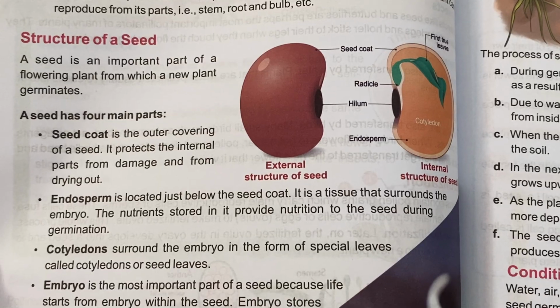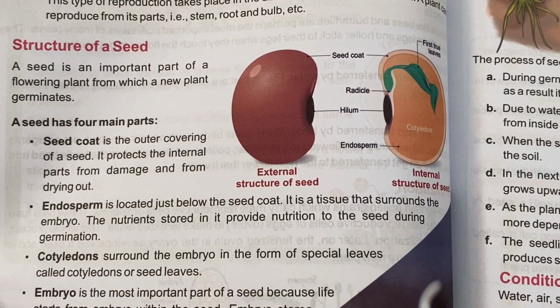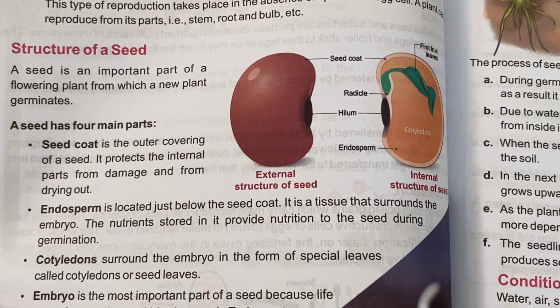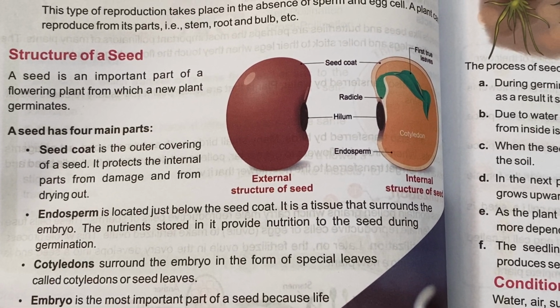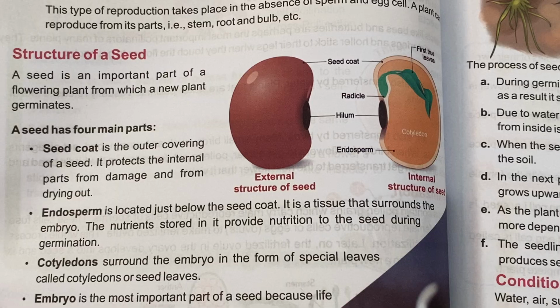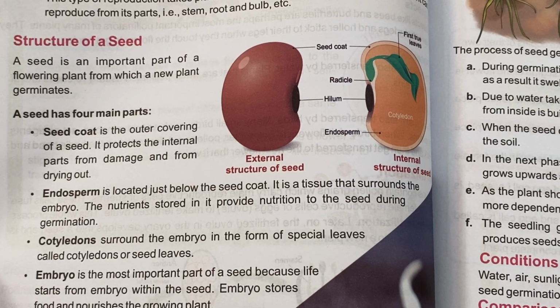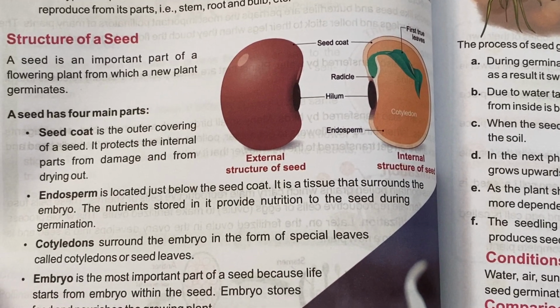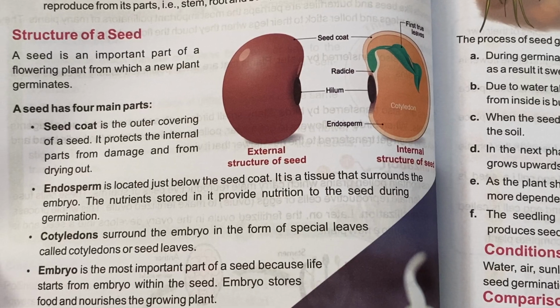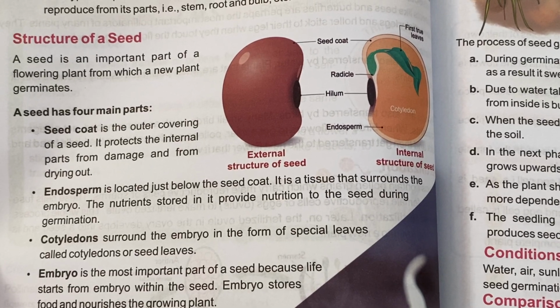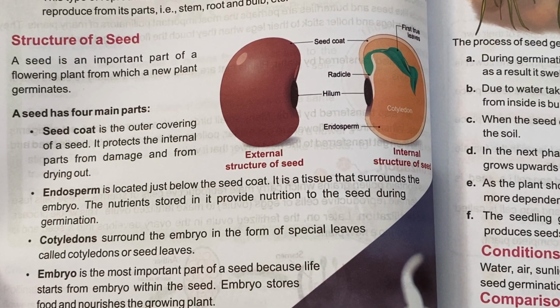What is the structure of a seed? A seed is an important part of a flowering plant from which a new plant germinates. A seed has four main parts: seed coat, endosperm, cotyledon, embryo.